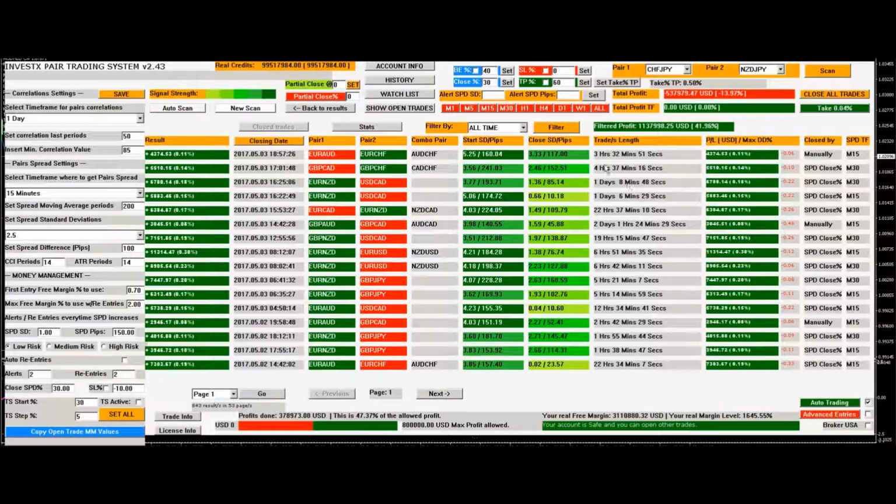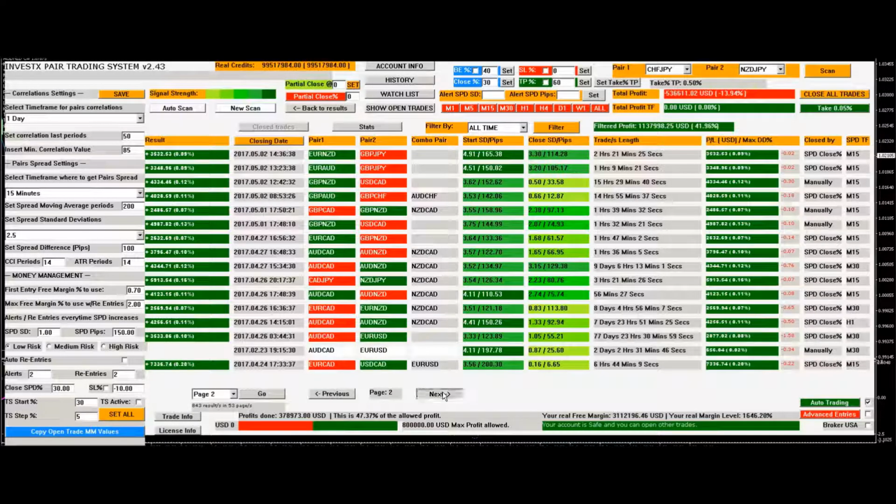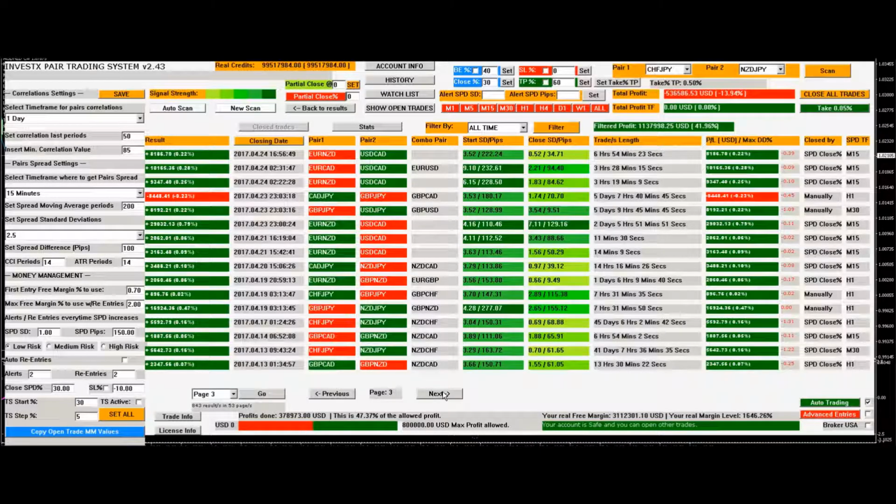This software has a full history center in it. It has been running since the end of August, the beginning of September last year, 2016, till right now, which is May 5th, 2017. So it's been running for almost a year. We've already made almost 42% from the time that it started. It's very, very powerful. These are all the historical trades, and as you can see, they're almost all green because almost everything is profit. It really doesn't lose.